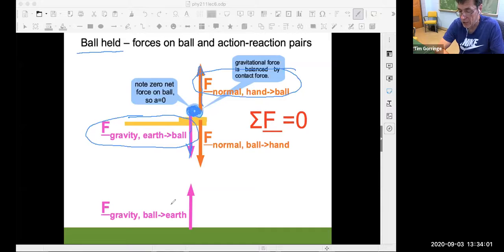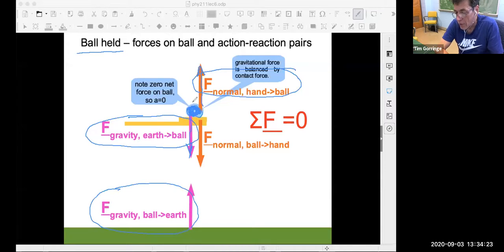The action and reaction pairs are the following. So the force of gravity of the Earth on the ball, the action and reaction pair to that is the force of gravity of the ball on the Earth. So the ball is pulling the Earth up as strongly as the Earth is pulling the ball downwards. It's remarkable, fantastic to think of that, I think.